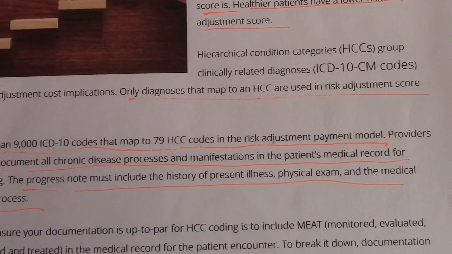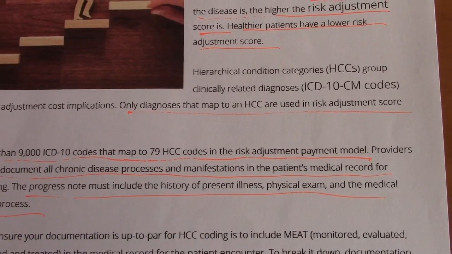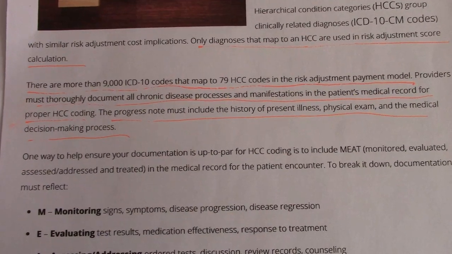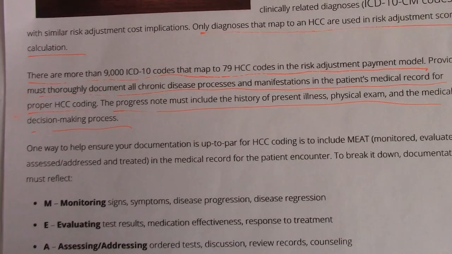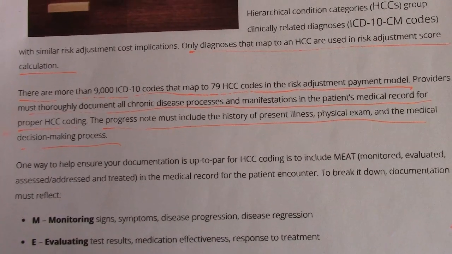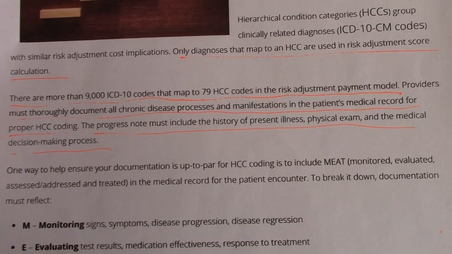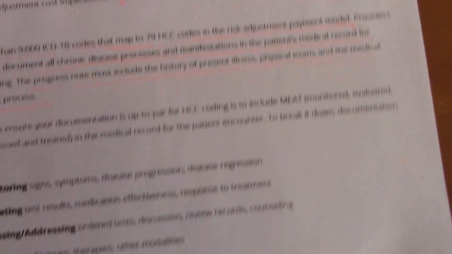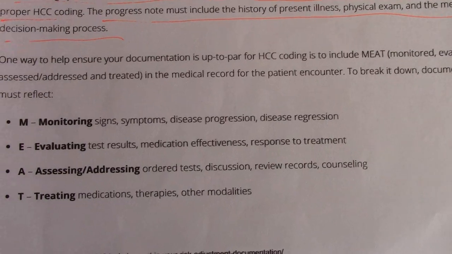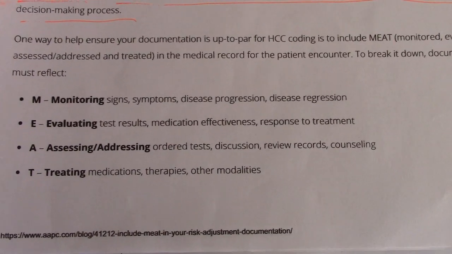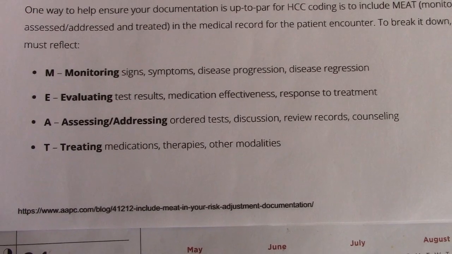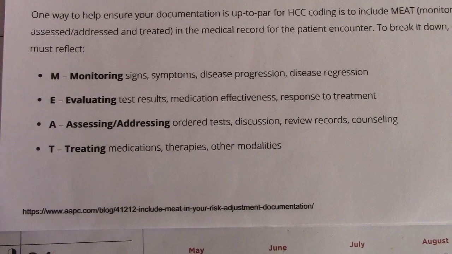Only diagnoses that map to an HCC are used in risk adjustment scores. It says there are more than 9,000 ICD-10 codes that map to 79 HCC codes in the risk adjustment payment model. And it talks about how MEAT helps you find documentation to justify the risk adjustment scores. MEAT stands for monitoring, evaluating, assessing or addressing, and treating.